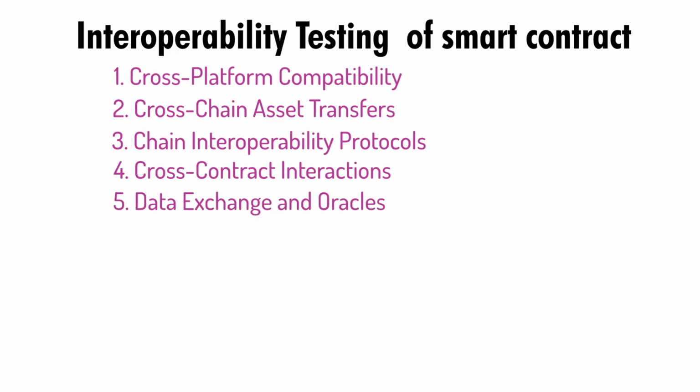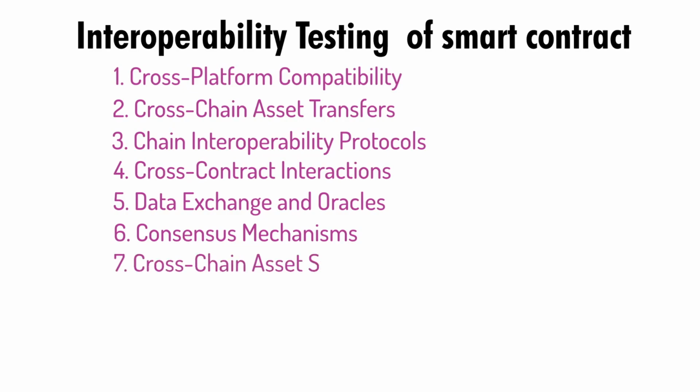different contracts. Data exchange and oracles. Test the contract's ability to consume and process data from external sources or oracles. Verify that the contract can securely retrieve and utilize the external data for its operations, ensuring interoperability with trusted data sources. Consensus mechanism. Test the contract's compatibility with different consensus mechanisms employed by various blockchain networks. Verify that the contract functions correctly within these consensus models, such as proof of work, proof of stake, or delegated proof of stake, etc. Cross chain asset standards.